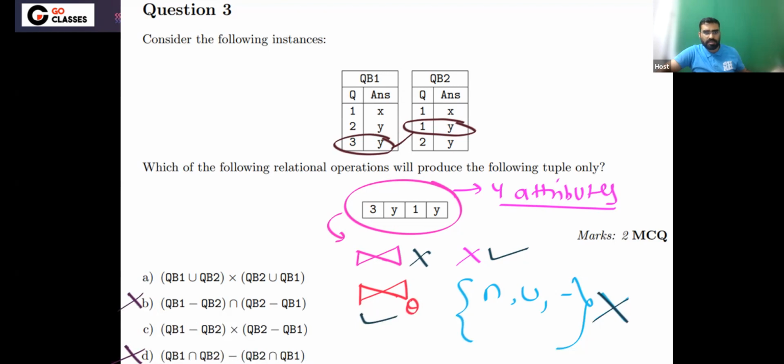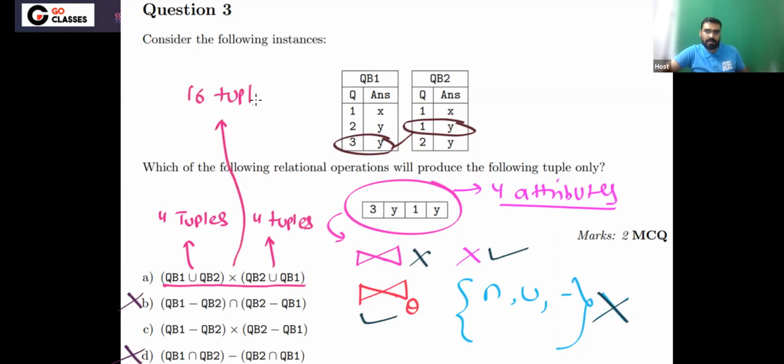Now all you have to do is check option A. In option A, how many tuples will be there? You can notice here you will have a total of 4 tuples, right? 1x, 2y. So here 4 tuples will be there, and here 4 tuples will be there. And then this cross product will give you 16 tuples. Yes or no? So remember, the question is asking only this tuple should be in the output.